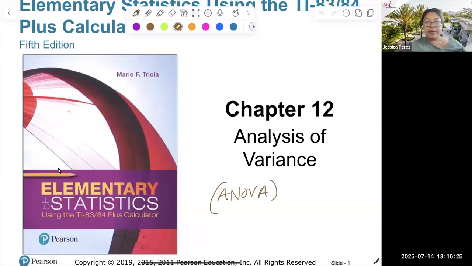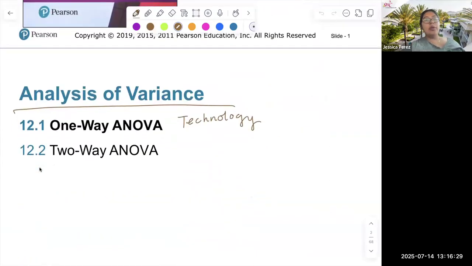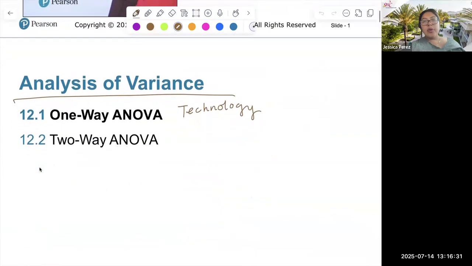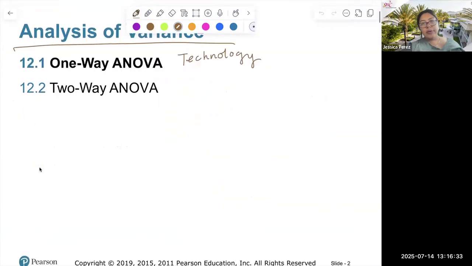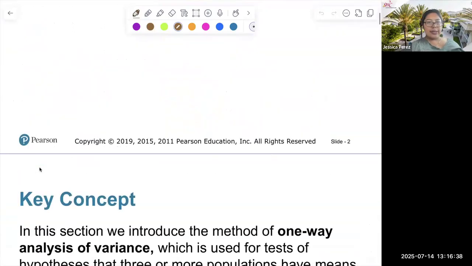Hi, everyone. Welcome to chapter 12. In this section, we are going to look at one-way ANOVA. And the way that we are going to be tackling this one-way ANOVA is using technology. We can use StatCrunch or we can use StatDisk.